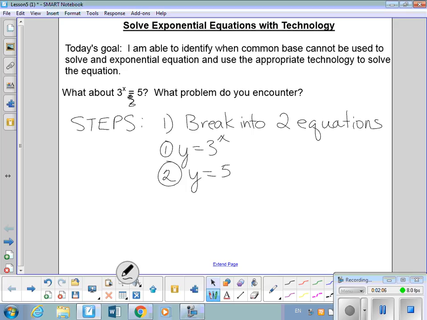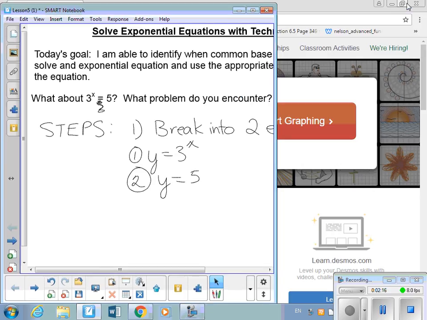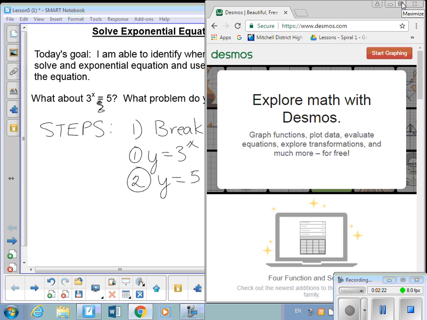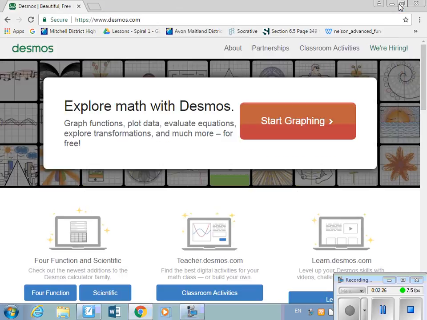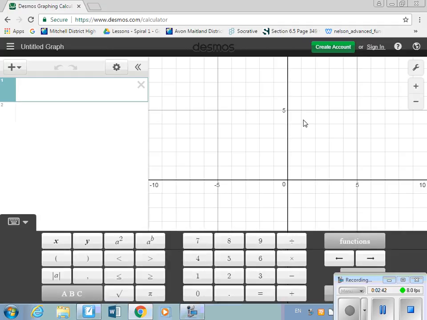Now the next thing we need to do is find some technology that will help us. The piece of technology that I'm going to look at is Desmos. Now Desmos is an app that you can get for an iPad or your iPhone. But what I like as well is I can just go to the website, and it's free. So all it is is desmos.com, and I have this website up here, and you notice the first thing you see says start graphing. So I'm just going to press start graphing. Sometimes on the app you might have to press that a couple times.